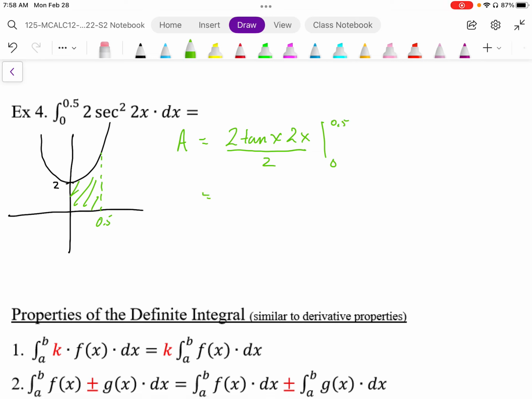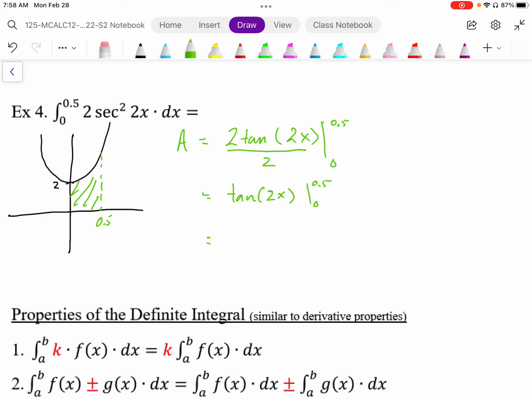Okay, so we end up with tan of 2x. Oh, let me fix that, I made a mistake there. That's going to be tan 2x. So we have tan 2x from 0 to 0.5.